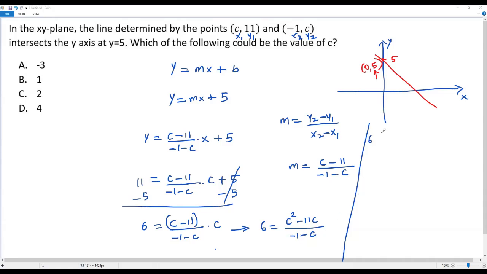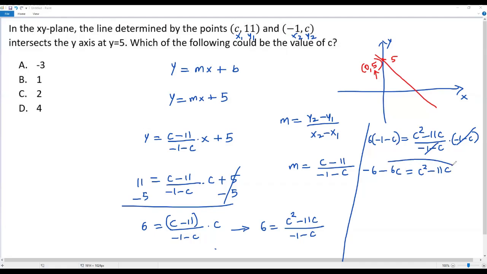So let me multiply the left side, 6, by negative 1 minus c. On the right side also I multiply by negative 1 minus c. So c square minus 11c over negative 1 minus c has to be multiplied by negative 1 minus c, so this one will cancel out. When you distribute this 6 to negative 1 and negative c, I am getting negative 6 minus 6c equals, on the right side, c square minus 11c.